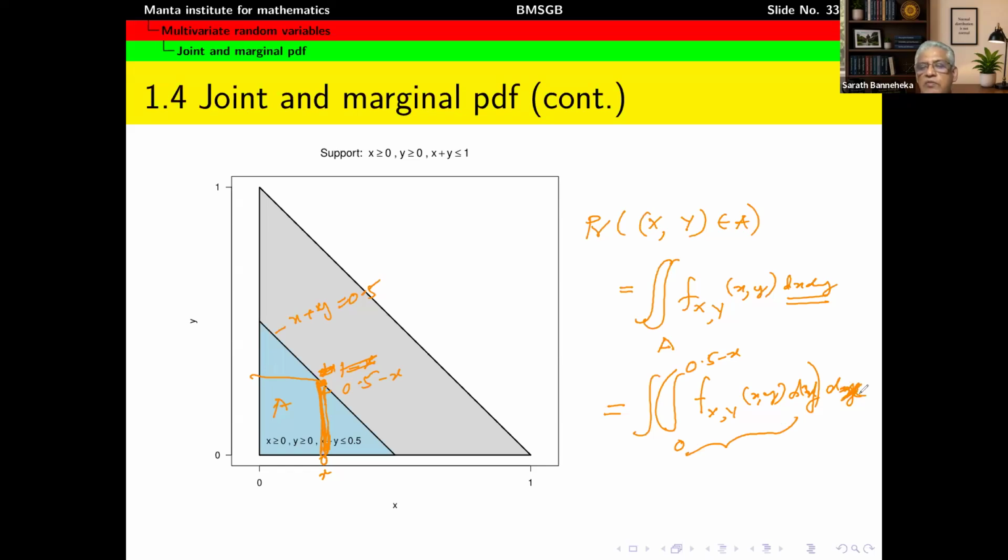So you can now integrate with respect to x and put the limit for x. In order to cover this whole blue area, x has to change from here to here, right? So therefore x will be from 0 to 0.5. x has to change from there to there. Right? So that's how you will find out this probability.